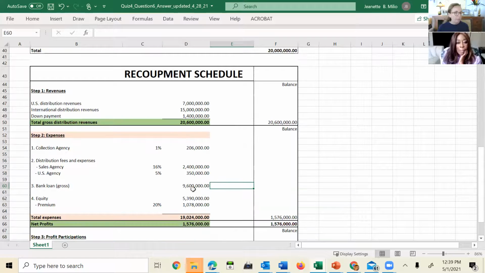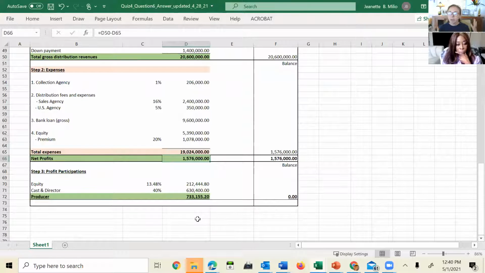Paying our bank loan back, which is now the loan including the interest, was worth $9.6 million. We're paying the equity, the 5.3 million, and 20% on the equity, which altogether comes to 19,024,000 in expenses. When we deduct the expenses from 20,600,000, we are left with $1,576,000.